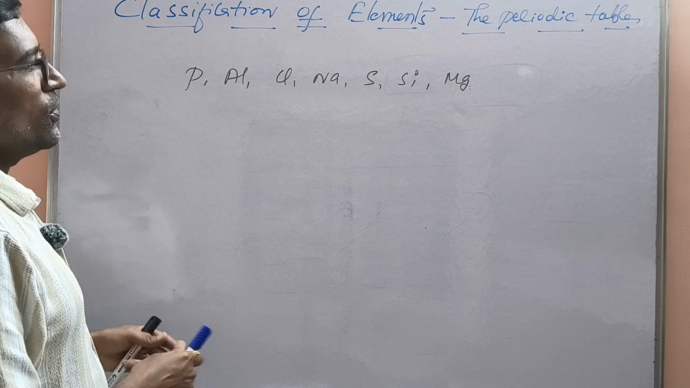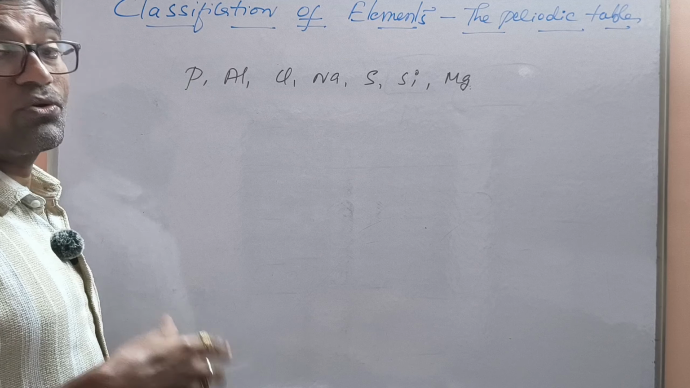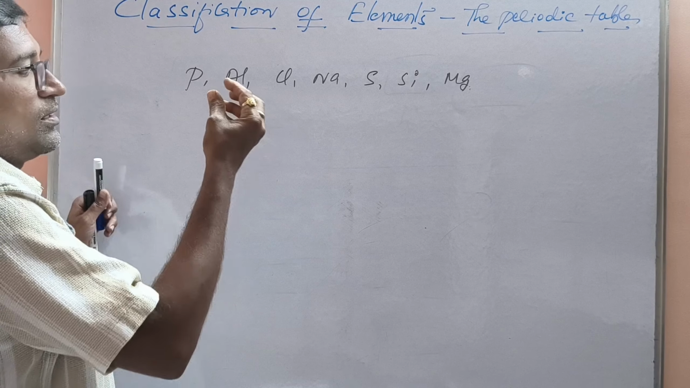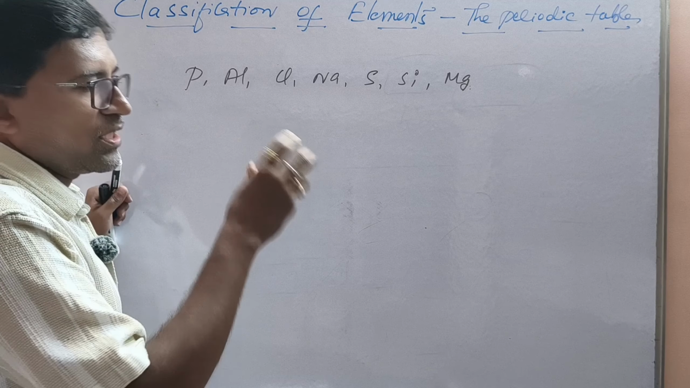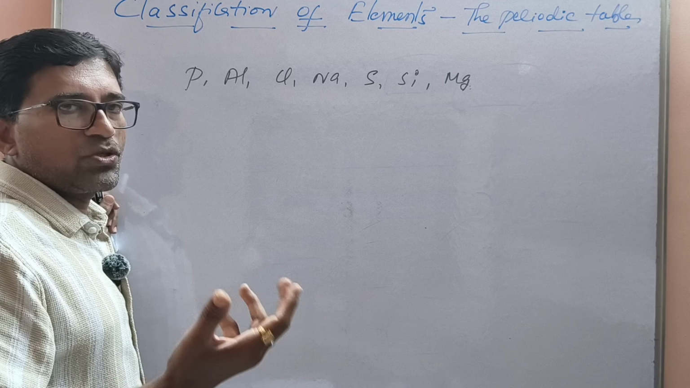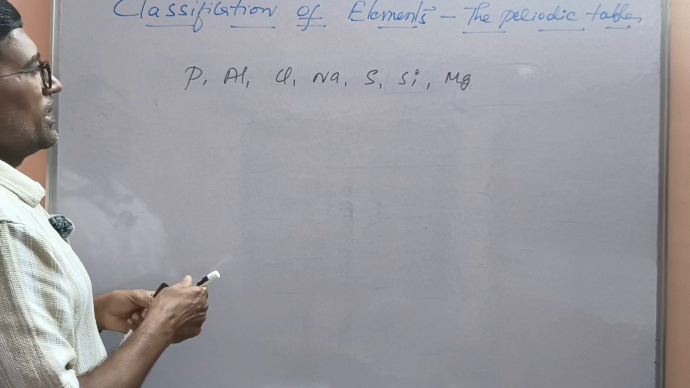Now we should know their atomic numbers. At least you should know the atomic number. Without knowing the atomic number, how many shells there are, which shell the last electron is entering, and which period and group, we cannot tell directly. Okay, now we have the elements.